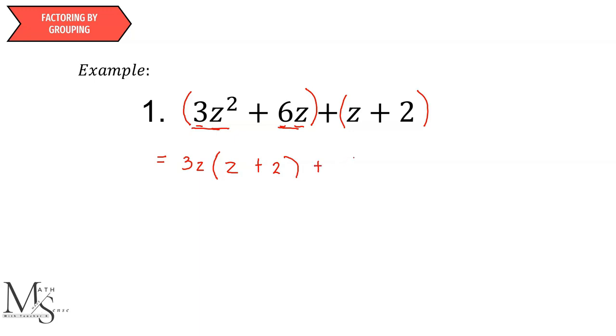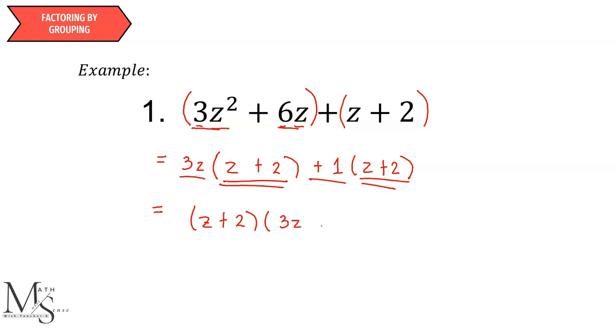3z squared divided by 3z is z, and then 6z divided by 3z is positive 2. And then we have here plus z plus 2, which cannot be factored anymore, so let's leave it as is. And since it doesn't have a partner here, let's put a 1. Z plus 2 are common, hence that's our first factor. So z plus 2 is our first factor, and our second factor would be 3z plus 1.